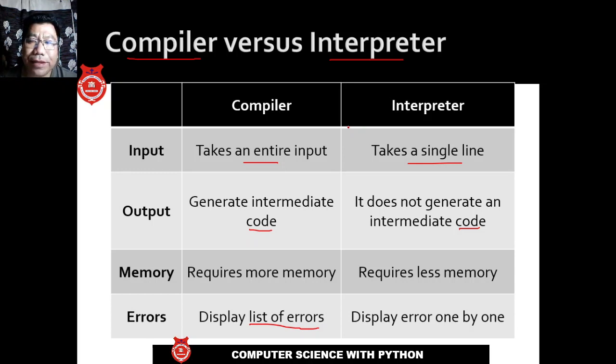But the interpreter works differently. The interpreter will check line by line. It will check the first line. If there is no error, it will interpret, and it will go to the second line. If there is no error, it will interpret again. It will go to the third line, and if there is no error, it will interpret again. If it goes to the fourth line and there is an error, it will stop like that. So I want you to know the difference between interpreter and compiler.